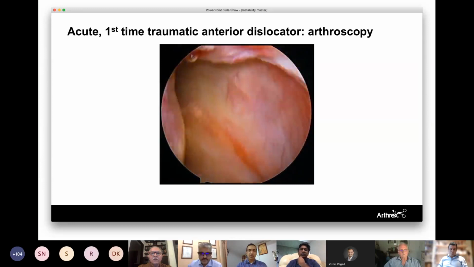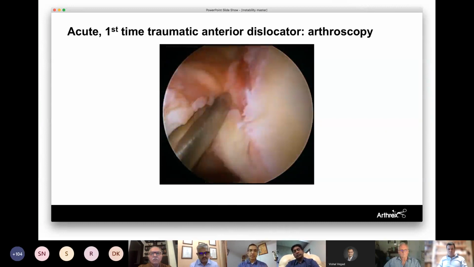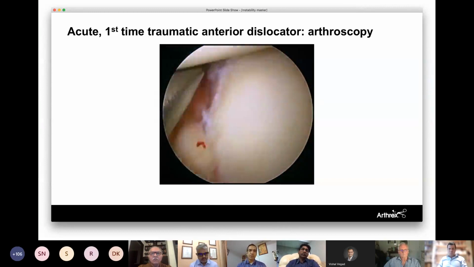But he said no. And the second thing is, his apprehension remained a bit positive. He was a bit apprehensive even after rehabilitation at about 2 months. So we thought we'll go ahead. This is the arthroscopy, which shows a small to medium size Hill-Sachs. And there was an anterior Bankart lesion. You can see it's not the typical ALPSA, with a very marginal cartilage injury.